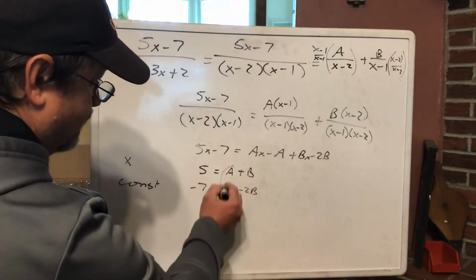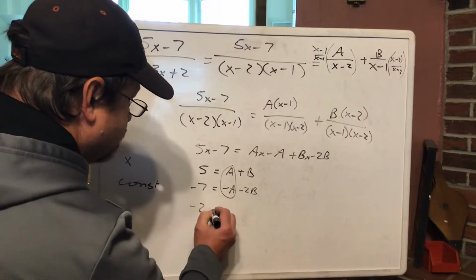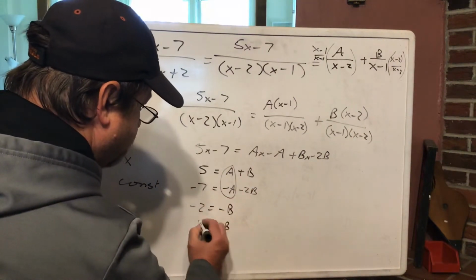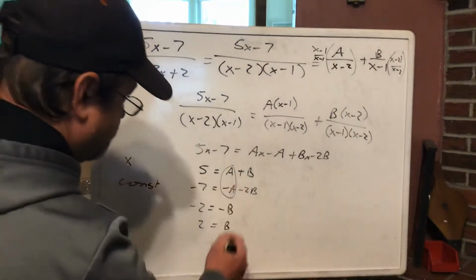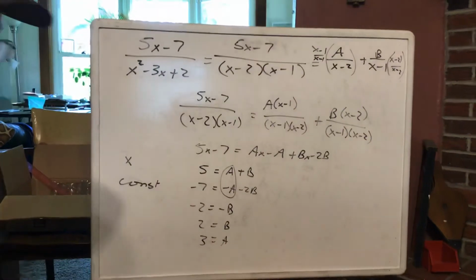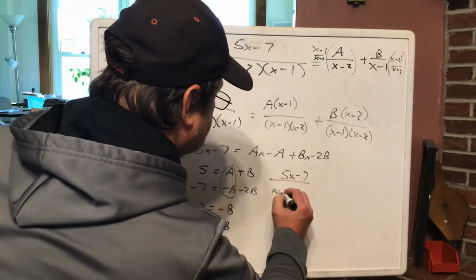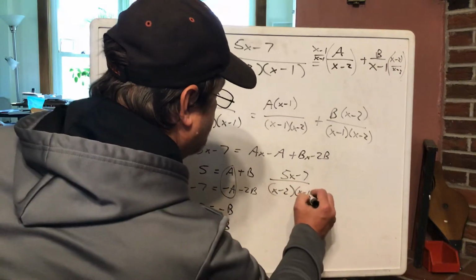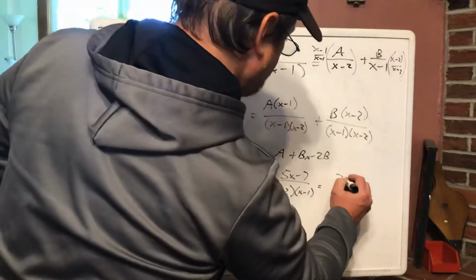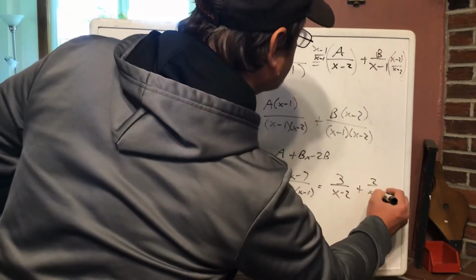In this case, a and the minus a, if I add these two together, they will just go away. And I'll get minus 2 equals minus b, telling me b is 2. And if b is 2, I look at the first equation there and it's quite obvious that a is 3. And so 5x minus 7 over x minus 2 times x minus 1 came from 3 over x minus 2 plus 2 over x minus 1.